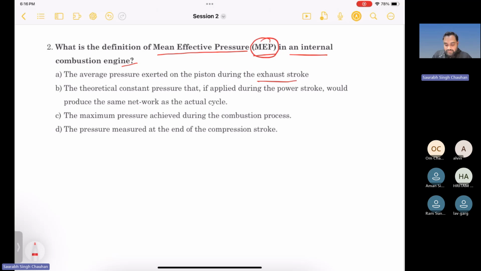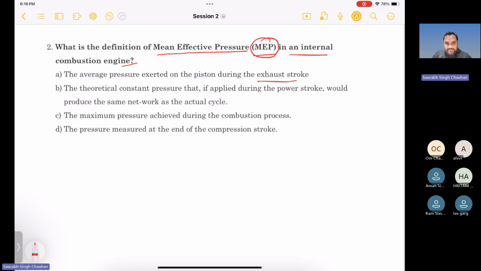Okay. So as you know that in 4-stroke engines, there are 4 strokes, right? One is suction stroke, intake stroke, and another one is compression stroke. And then after combustion, you have power stroke, then there is exhaust stroke, right? So pressure is continuously changing, right? So to simplify your analysis, what we do, we define a theoretical pressure which has constant value. And if that constant value pressure is applied during the power stroke, then you will get the same work output, which will be equal to the net work output of your actual cycle. Okay. So that is your mean effective pressure.